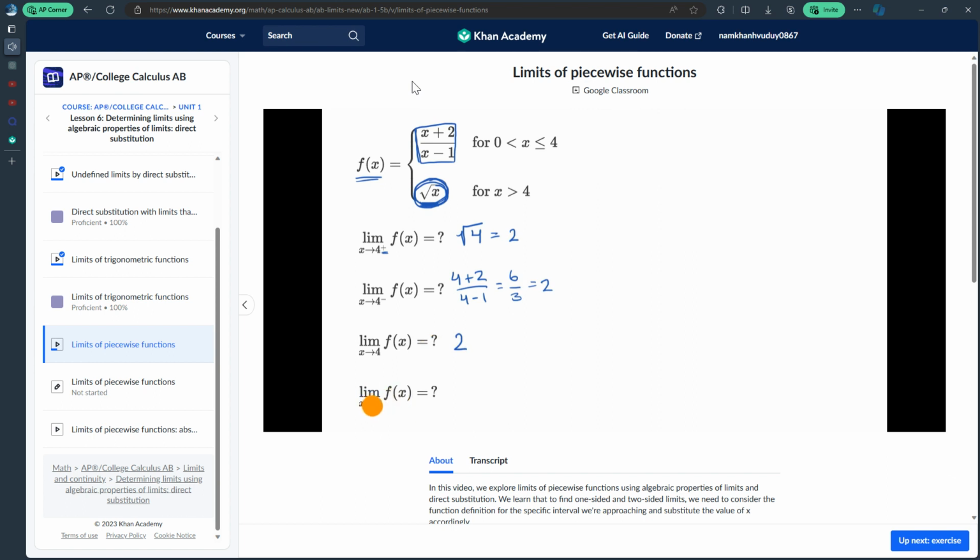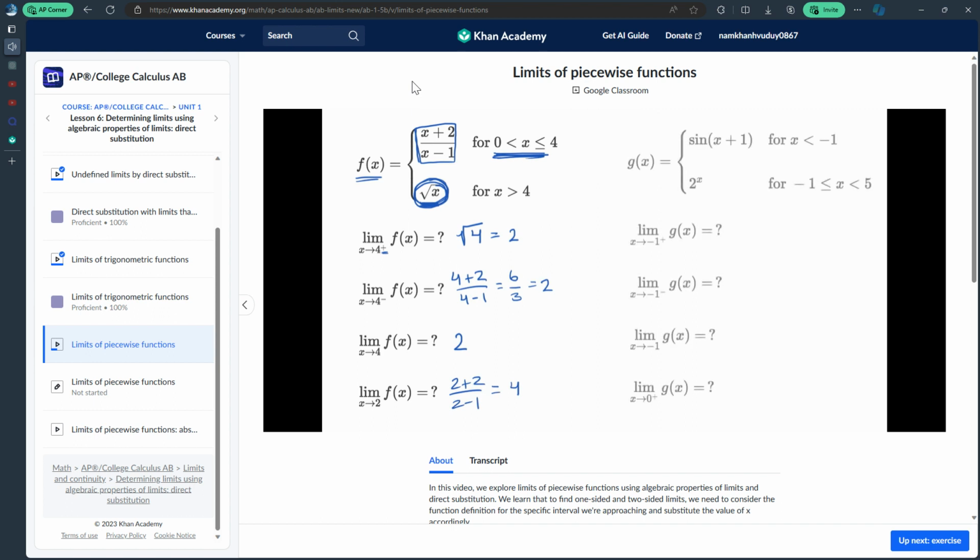Now, what's the limit as x approaches 2 of f of x? Well, as x approaches 2, we are going to be completely in this scenario right over here. Now, interesting things do happen at x equals 1 here. Our denominator goes to 0. But at x equals 2, this part of the curve is going to be continuous. So we can just substitute the value. It's going to be 2 plus 2 over 2 minus 1, which is 4 over 1, which is equal to 4.